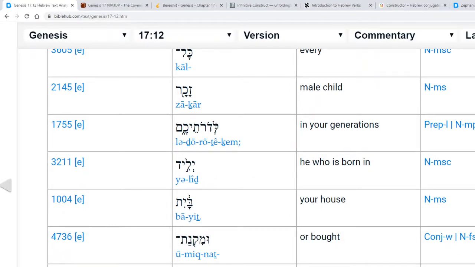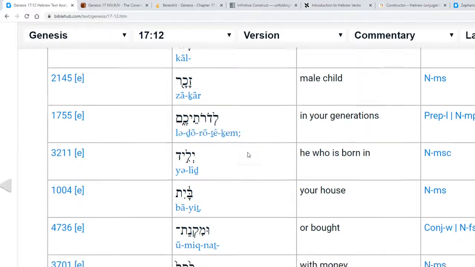Ledorotechem. So prepositional lamed, so to your generations or in your generations. Yeah. Dor means generations. Dorot means generations. And Dorotechem, your generations, all y'all's generations. And again, without the vavs.